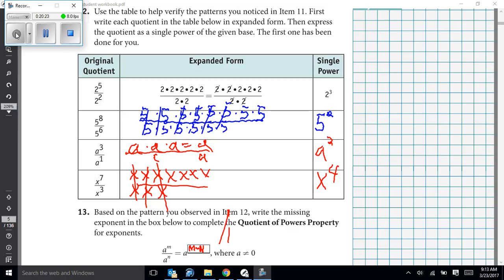Here we have a to the third over a. So we can cross out 1 on top, 1 at the bottom, and we're left with a squared. And then we have x to the 7th over x to the third, canceling out the 3 on top and bottom, and we're left with x to the 4th. So that's nice about dividing. We can see we're subtracting, and we are showing that subtraction going on when we cross out.